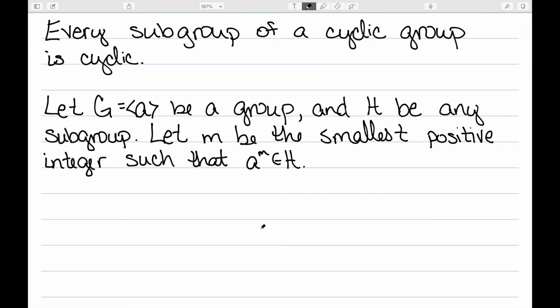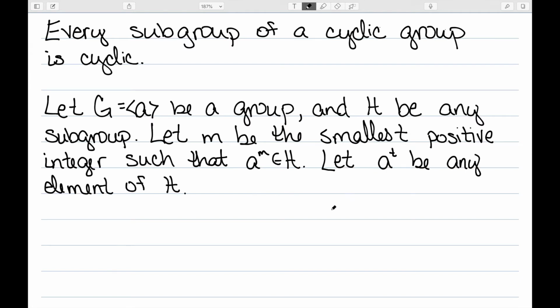Let's let m be the smallest positive integer such that a to the m power is in H. So this is the smallest positive power of our group generator that is in the subgroup. Let a to the t power be any element of H. And so I need to show that this is a power of a to the m. Using the division algorithm, I can write t is equal to mq plus r, where r is greater than or equal to 0 and less than m.